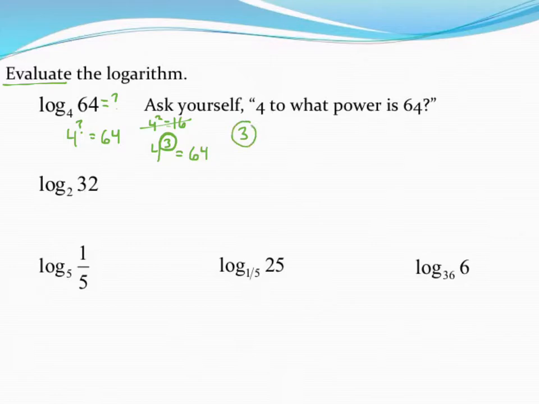Log base 4 of 64 is equal to 3, because 4 to the third power is 64. Really, what we're looking for when we're evaluating logarithms is an exponent. Okay. Let's do a couple more examples together, and then I'll have you try the last couple on your own.